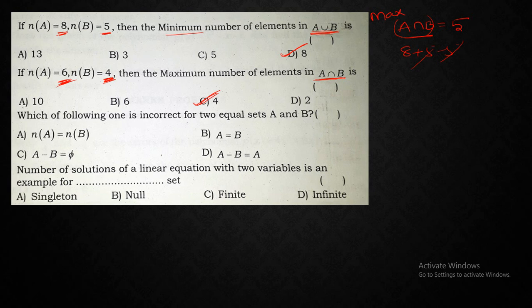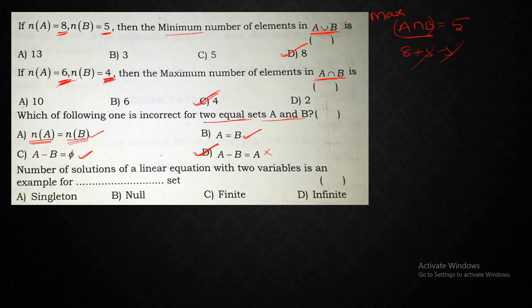Which of the following is incorrect for two equal sets A and B? If two sets are equal, which statement is false is what it is asking. If two sets are equal, then they are equivalent sets, so n of A is equal to n of B. This is correct. A is equal to B is also correct. A minus B: if both are equal sets, when you take the difference, it will be equal to the empty set, right? Then this is not possible. So this is my incorrect answer.